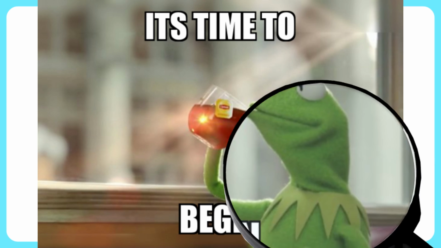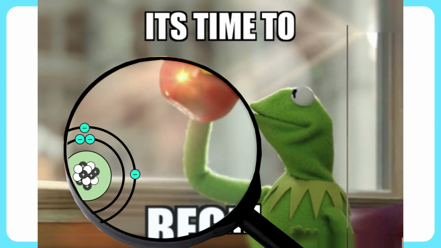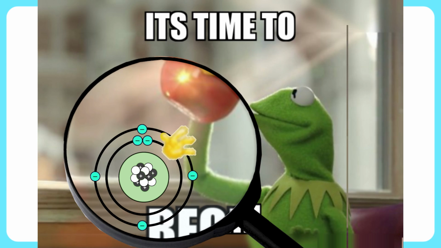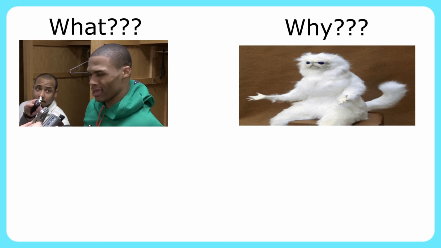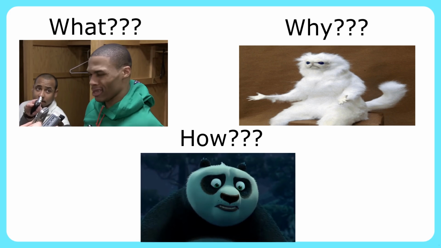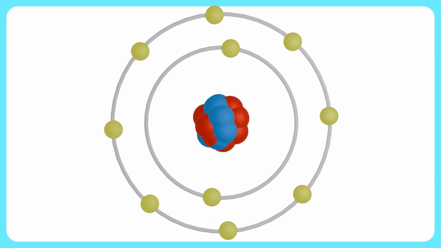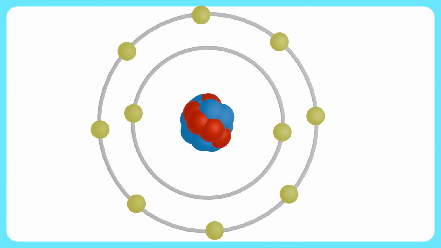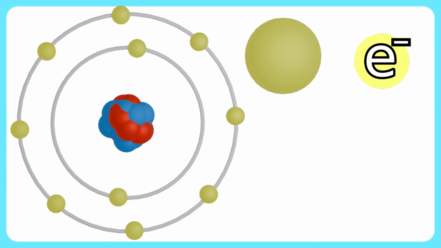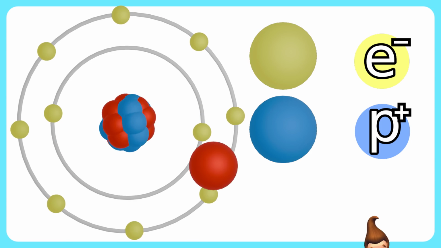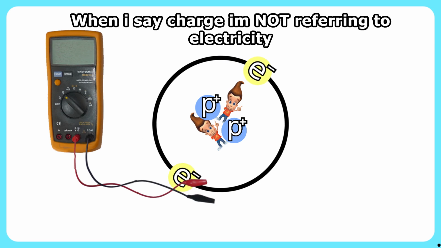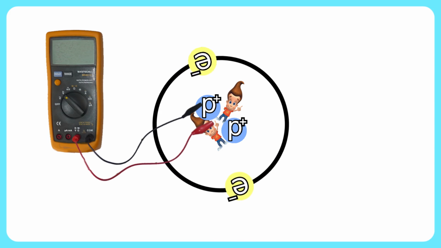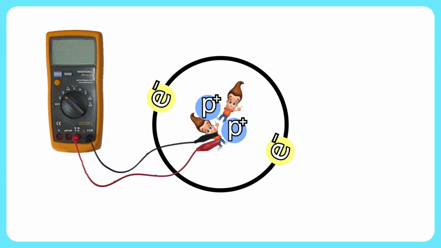To begin, we need to identify what makes an atom do atom things. Like, what is an atom? Why is an atom? And how is an atom? An atom is fundamentally made up of three parts. Their electrons, their protons, and their neutrons. Electrons are negatively charged and orbit around the nucleus, which is made up of the positively charged protons and the neutrally charged neutrons.